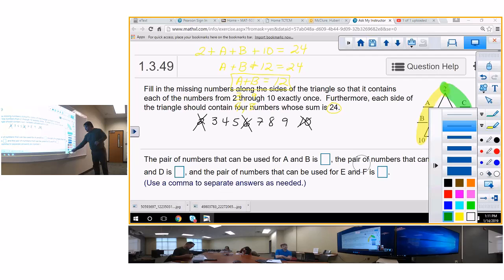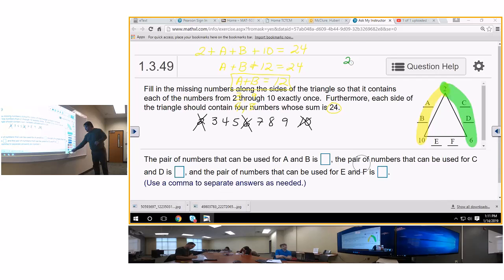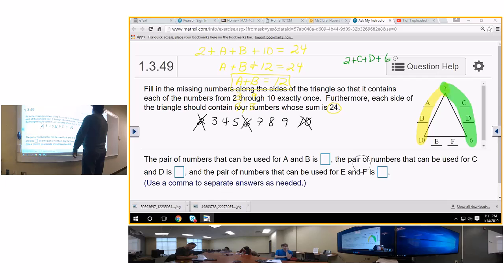So that's going to be 2 plus C plus D plus 6 is equal to 24. What's 2 plus 6? 8. C plus D plus 8 is equal to 24. C plus D is equal to what? 24 minus 8.